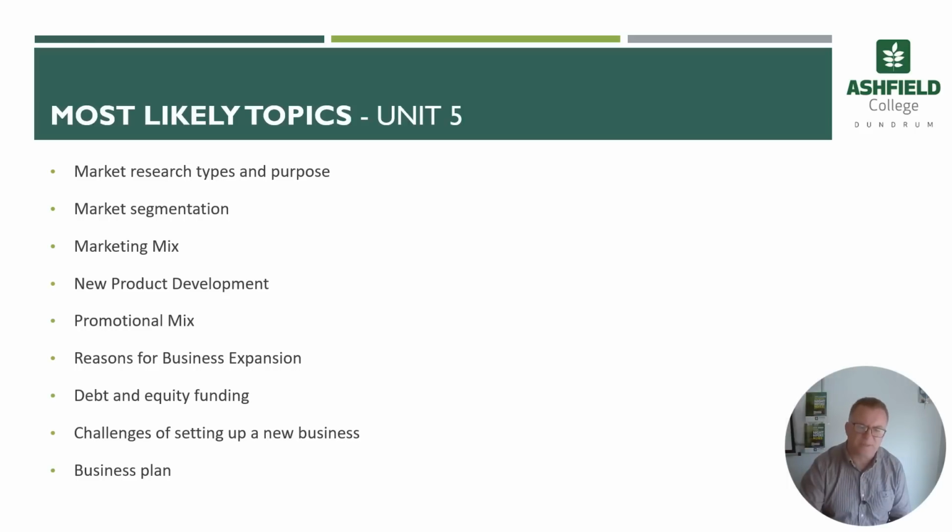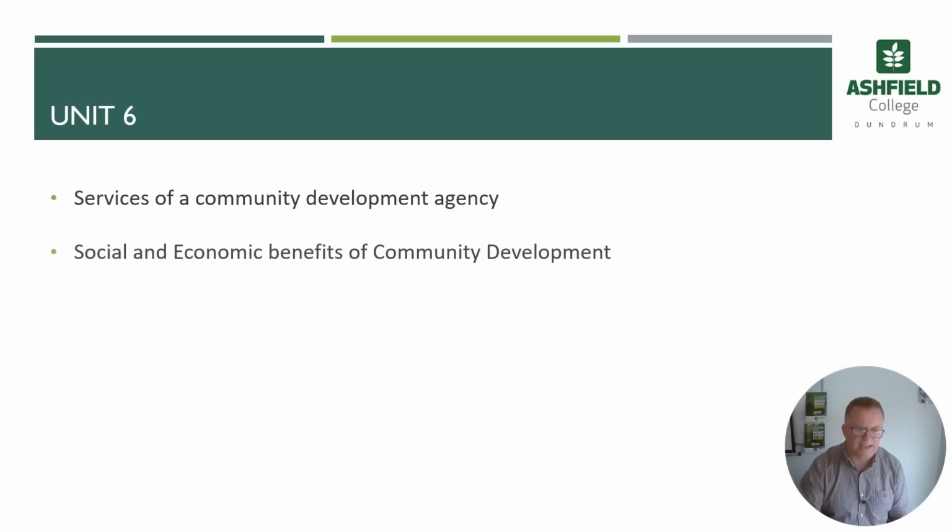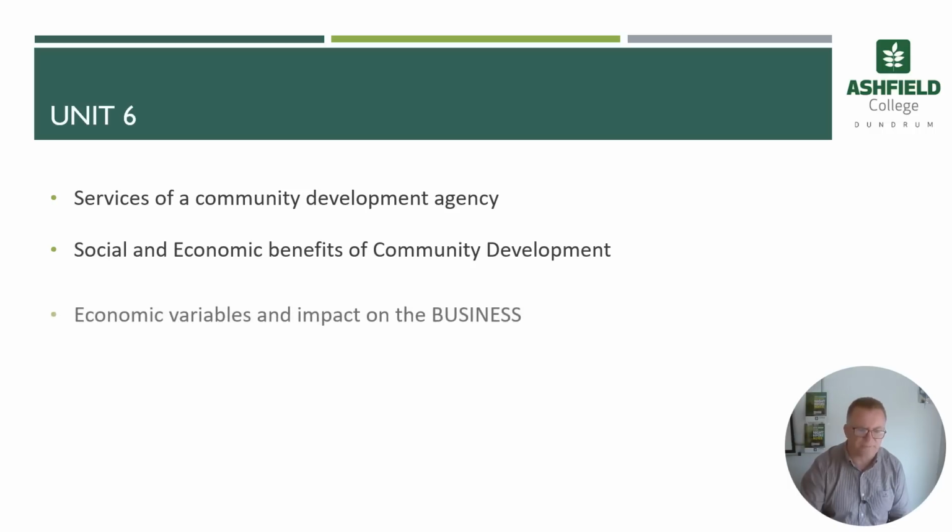And also be aware that finance can overlap between Unit 4 and Unit 5, which means you could get startup finance, short term, medium term, long term on the ABQ as well, despite the fact it looks like it's in Unit 4. Unit 6 is very specific. We're looking at the services of a community development agency. Lots of stuff overlaps here. I'd always prepare one on the LEOs, the local enterprise offices. And then we've got social and economic benefits of community development, which could come up in the ABQ. Again, it's been up before.